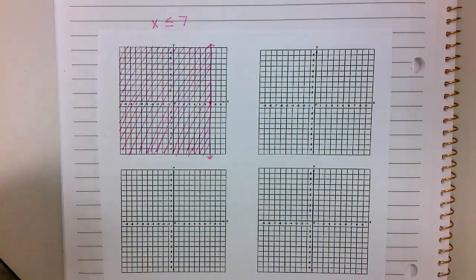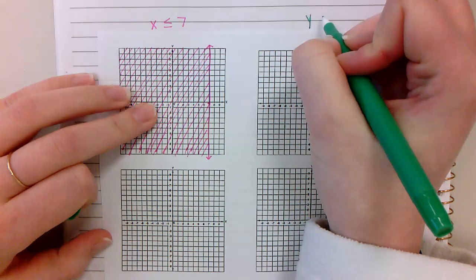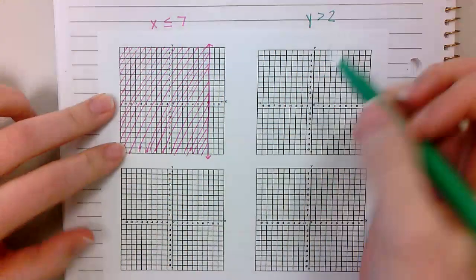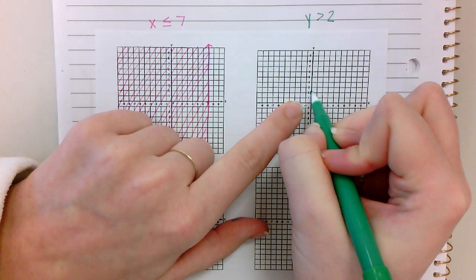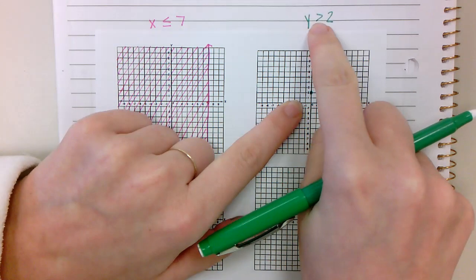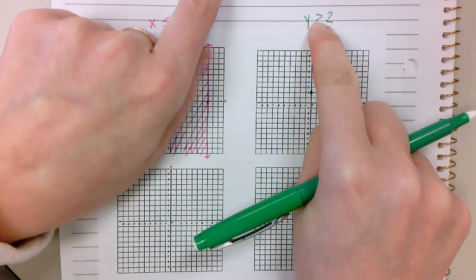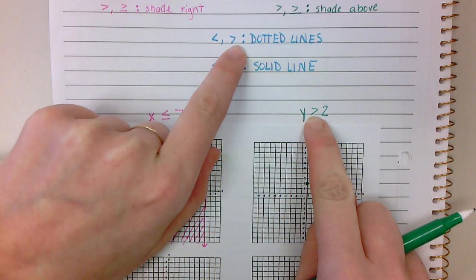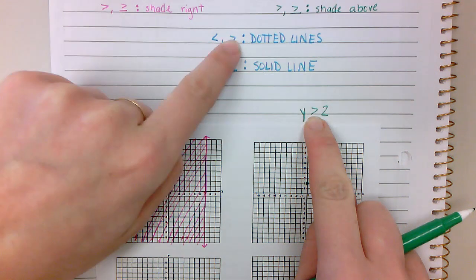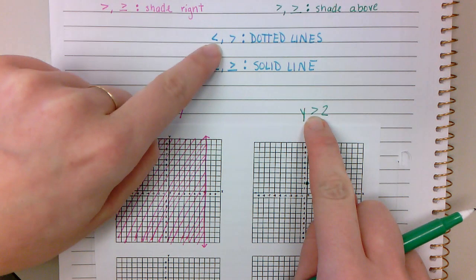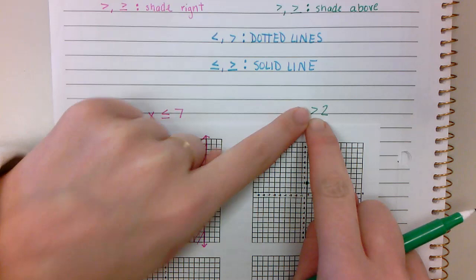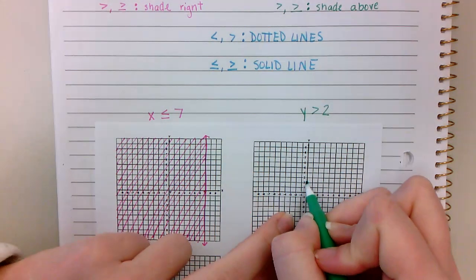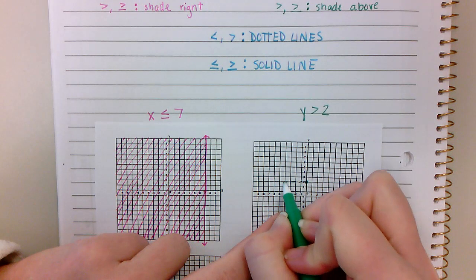Now, what if we had y is greater than 2? Well, on my y-axis, I would go to 2, which is right here. And because it is a greater than symbol, and it doesn't have an equal than underneath it, it's just greater than, it's a dotted line. So before you go drawing a line, you need to look and see what your symbol has. Is there a line under your symbol? No. So don't make a line. So at 2, I'm going to make a dotted line.